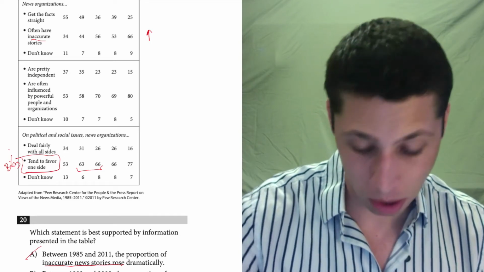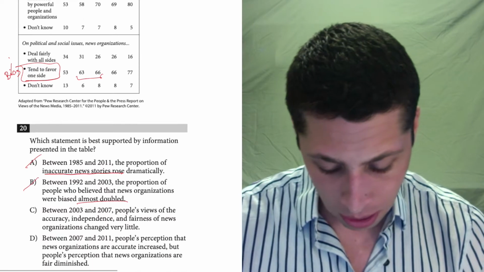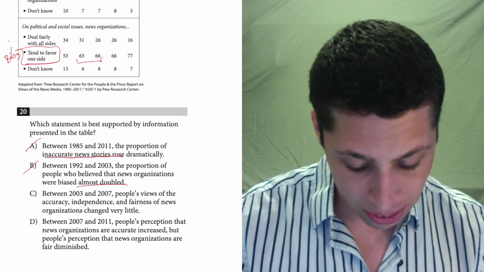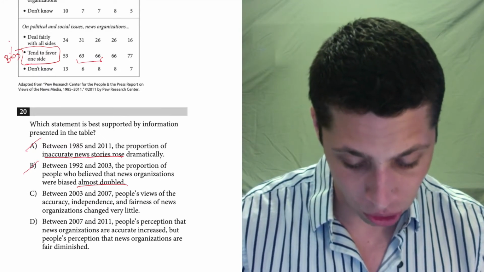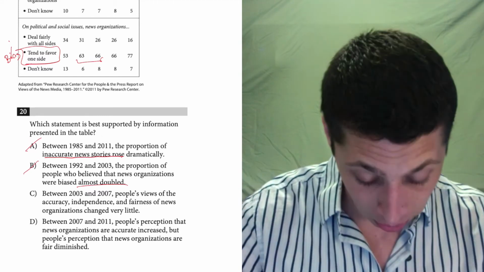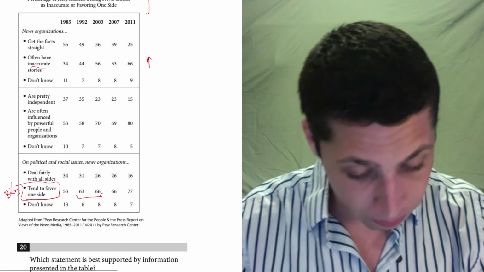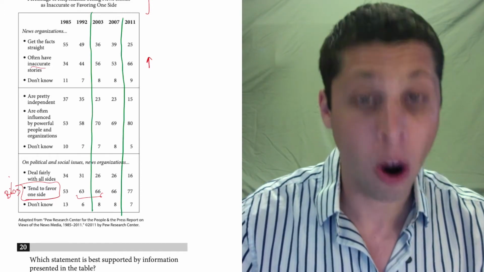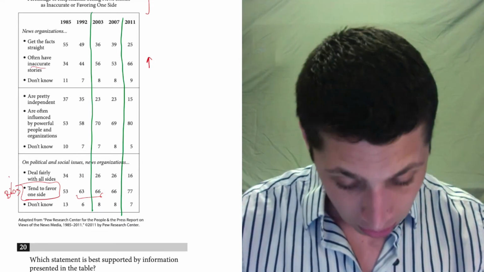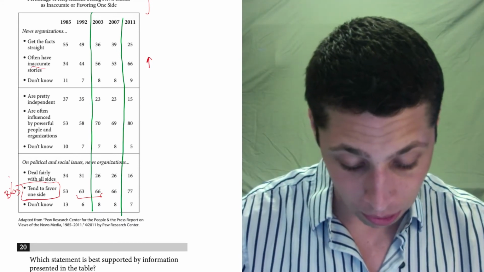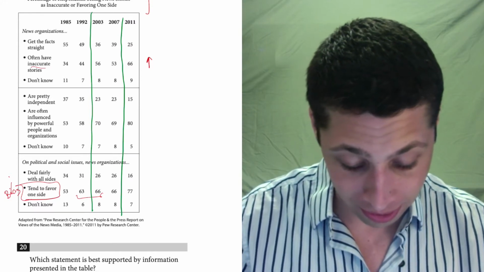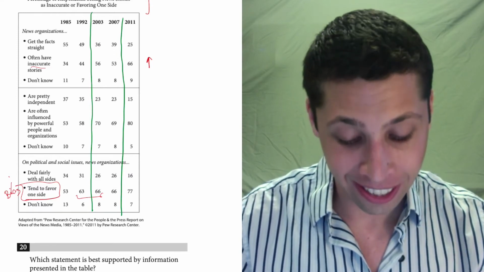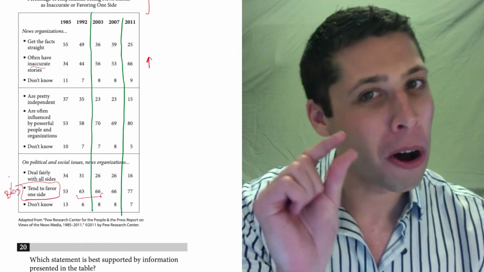So even if you were looking at the wrong part of the chart, I don't know why we would pick that. Choice C, between 2003 and 2007, people's views of the accuracy, independence, and fairness of news organizations changed very little. So this is basically a big picture kind of chart. So 2003 to 2007, that means we're just looking from this column to this column. So are these numbers changing a lot or a little? 36 to 39, 56 to 53, 8 to 8, 23 to 23, 70 to 69, 7 to 8, 26 to 26, 66 to 66, 8 to 8. There's a little change at the top, but it's a small number.